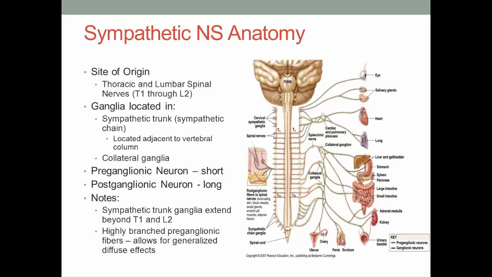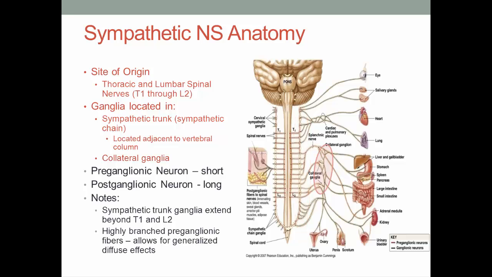Okay? So let's look at the sympathetic nervous system. Now, the sympathetic nervous system its anatomy is quite a bit different than the parasympathetic nervous system. First of all, the site of origin is different. In this case, now we're looking at spinal nerves T1 through L2 contain sympathetic fibers. And then the ganglia is located differently. And then here, the ganglia is located in what's called the sympathetic trunk. That's this long line of ganglia that are found adjacent to the vertebral column. Sometimes you'll hear it called the sympathetic chain ganglion. That's what I learned, so I probably will say that more often.